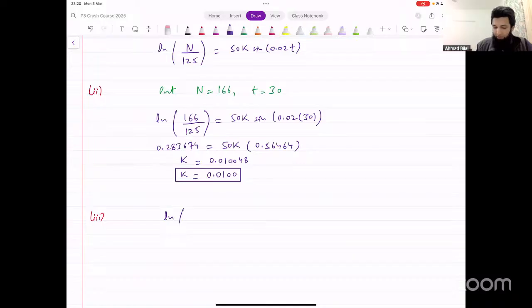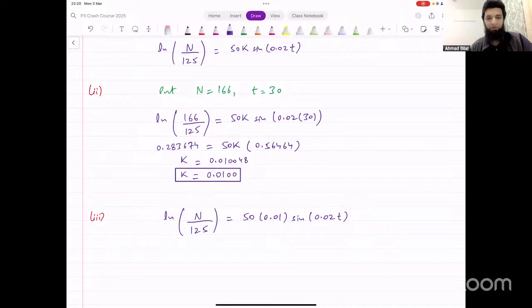From the first part, we have this equation, ln of n over 125, that equals 50k. Now we've got the value of k as well. We can use that: 50 into 0.01 times sine of 0.02 times t. So that's the equation that we have from the first part. Okay, so we can input the value of k there. Now, how do we make n the subject?